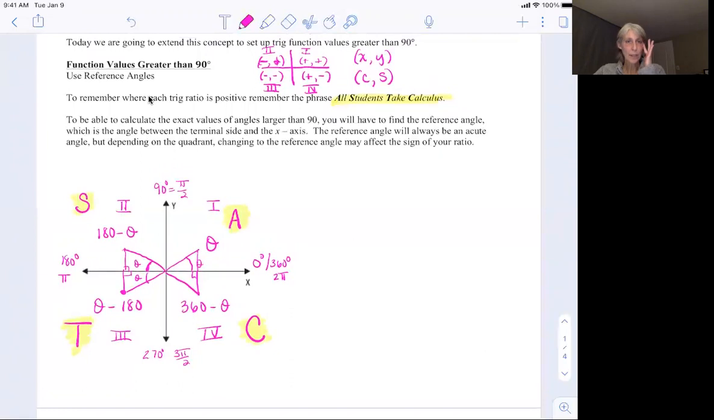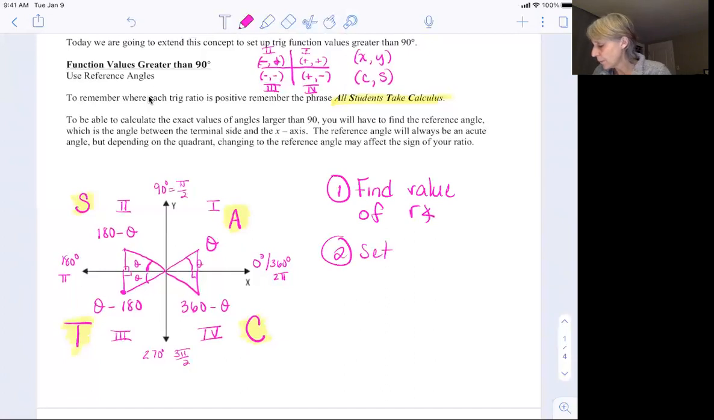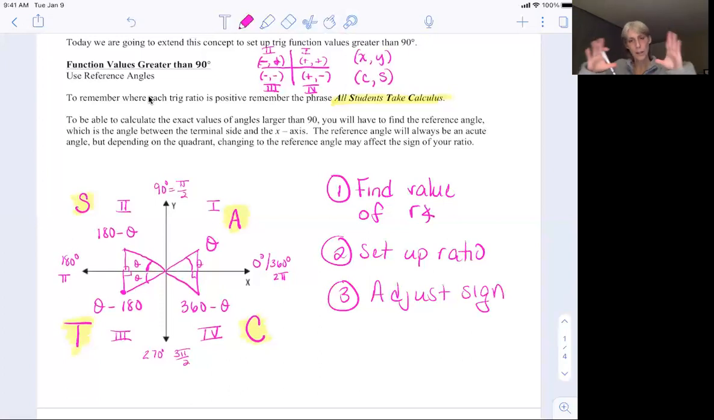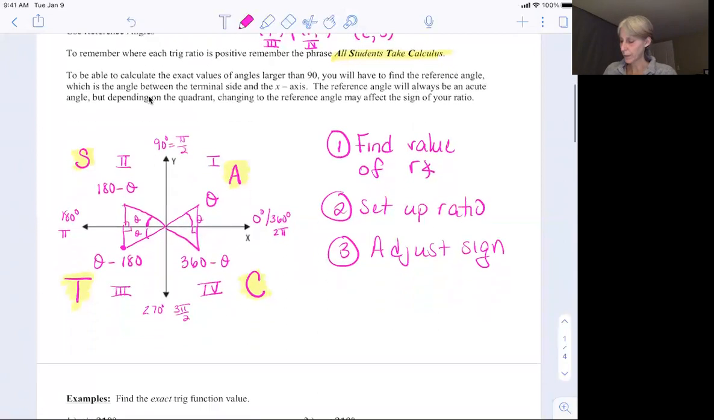The reference angle is always an angle between the terminal side and the x-axis. The reference angle will always be an acute angle, but depending on the quadrant, we're going to change the reference angle and it may affect the sign of your ratio. So in simplest terms, my recommendations to you: we find the value of the reference angle. We set up a ratio and adjust the sign. And if you can remember this little set of rules here, you're going to be really good.